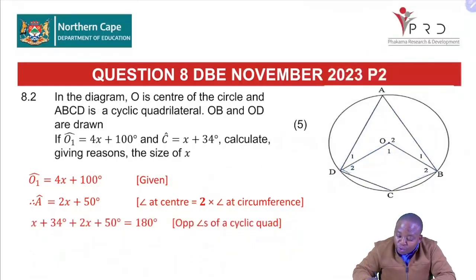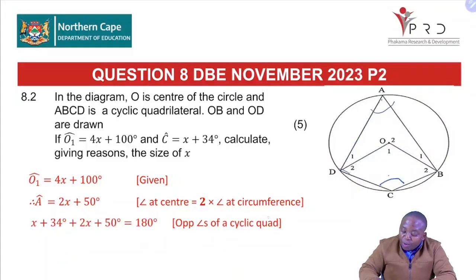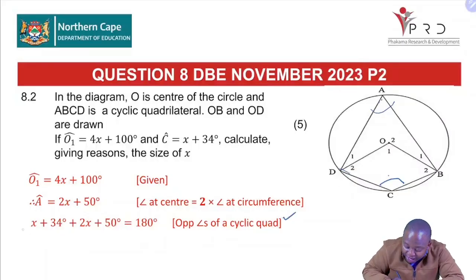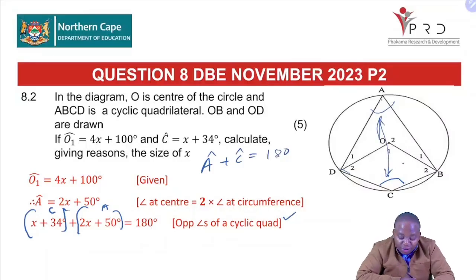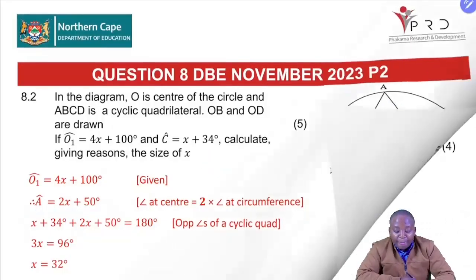Thereafter, we are now going to use this. When we add them together, those are the opposite angles of a cyclic quad. We know that our angle C plus our A is equal to 180. So then we can now solve for x. Then we find that 3x equals 96. Then x equals 32.